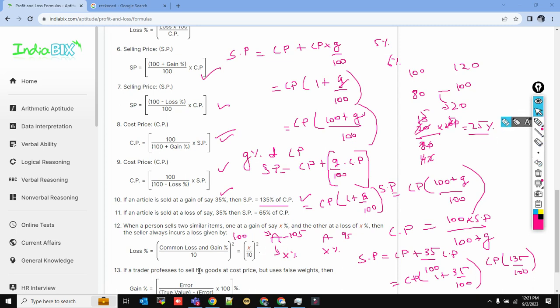Okay, and this is a false weight formula. Suppose a trader is selling his goods, but he uses false weights. Instead of half kg, which is 500 grams, he is using only 400 grams. So he will give you less vegetables. That means he is making a gain. So what is the gain? This is the error. How much is the error here? 100 is the error. So 100 divided by true value minus error, which is 500 minus 100, into 100%. So this is the formula for that.